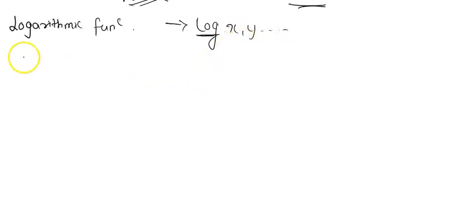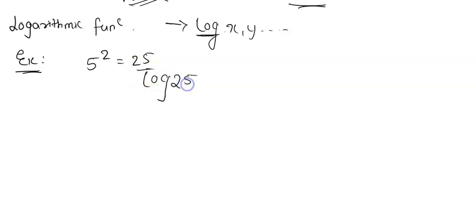So I'll tell you a trick to directly convert a term into logarithm. If we have been given, for example, 5 square is equal to 25, we need to convert this term into logarithm. So how will we write this? Write down log. This 25 will be written over here. This 5 will go to the base, and this 2 will be equated over here.